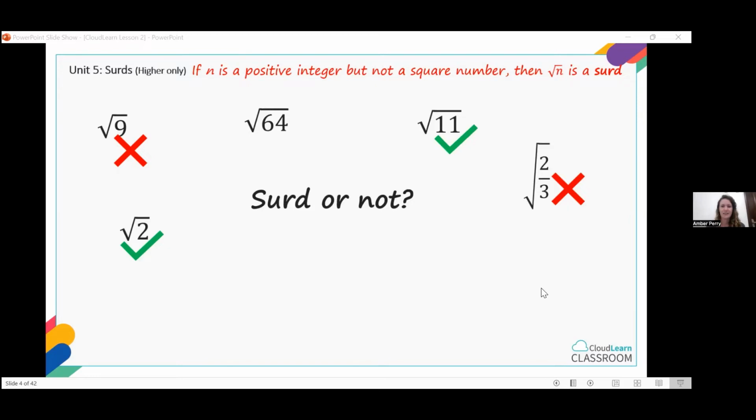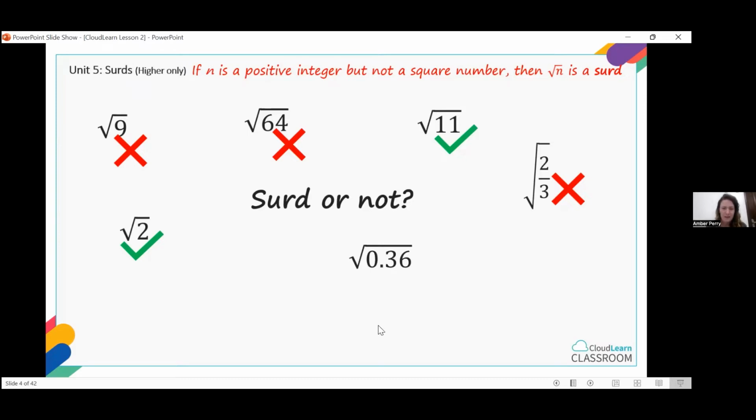Seeing some correct answers coming in. Okay, all right, so again, 2/3 correct. This one is not a surd because the number 64 is 8 times 8. 8 squared is 64. So the square root of 64 is 8, all right? So not a surd there, okay?